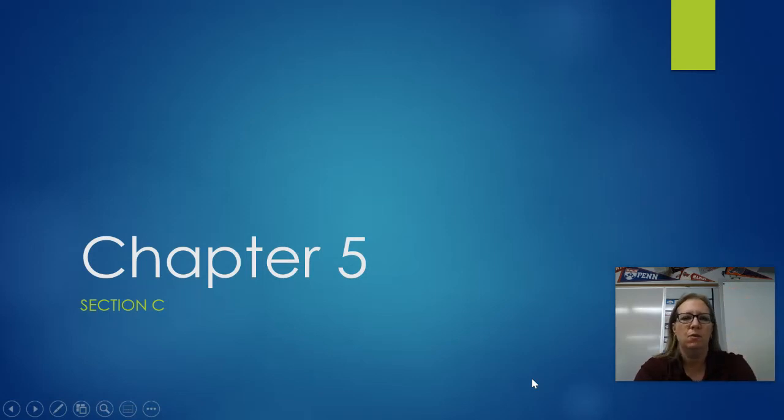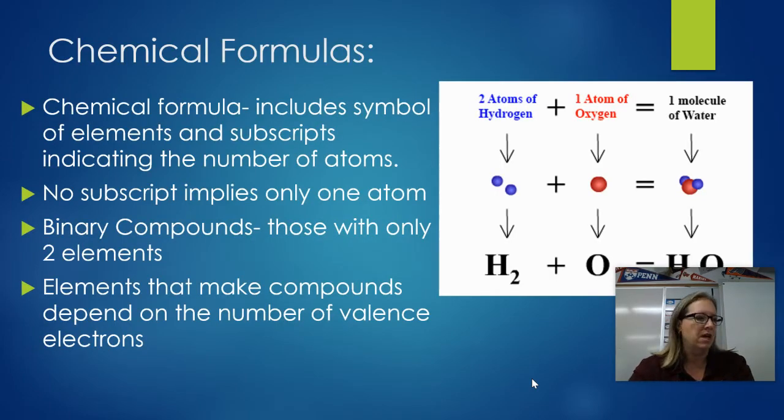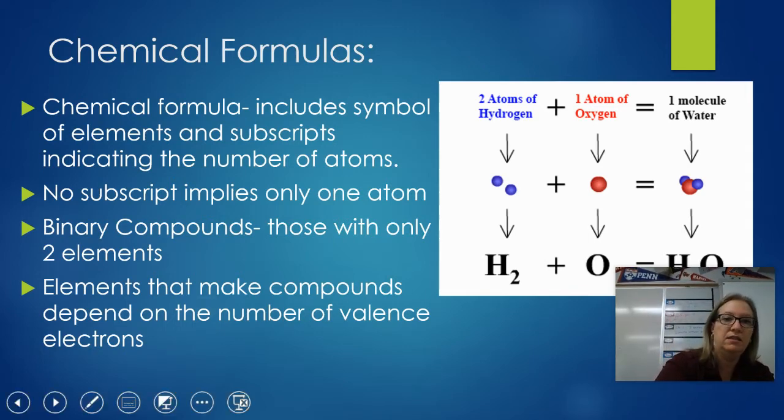Hi guys, welcome back. We're going to cover section C in chapter 5 today, and there's kind of a lot going on in that section. So here we go. We're going to talk about how to name different compounds and how the formulas work. And we've talked about this a little bit. So these chemical formulas include the symbols of an element and these subscripts.